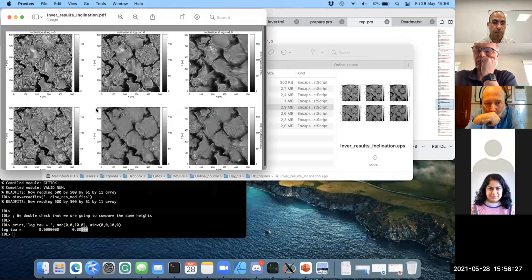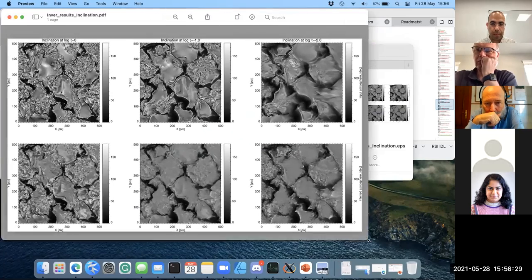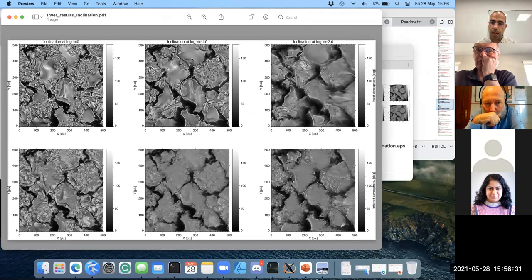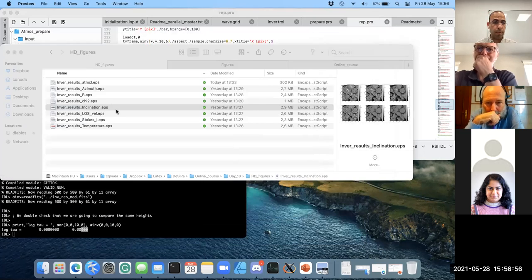Then inclination, it's not so clear because it seems that the original one is very complex. I don't know if this is because of the transformation of the optical depth or something like that, but it's relatively complex, although we are getting the general idea. But again, the magnetic field is not so strong outside the concentration. So it may be that the Q and U signals are close to noise. So we should not really worry too much about that.